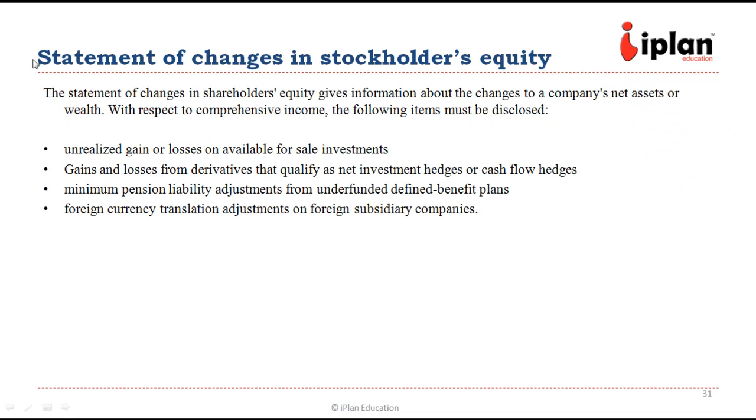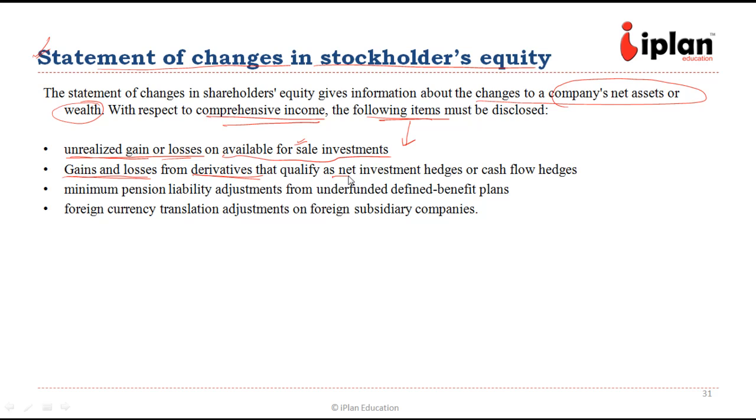Now let us move to the next topic, which is the statement of changes in shareholders' equity. The statement of changes gives the information about changes to the company's net assets or company's wealth. So with respect to the comprehensive income, the following items should be disclosed so that we can understand if there is any change in the stockholders' equity. So these are the unrealized gains or losses on available for sale investments, which we have just seen.